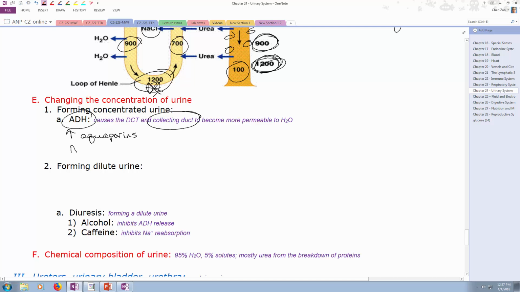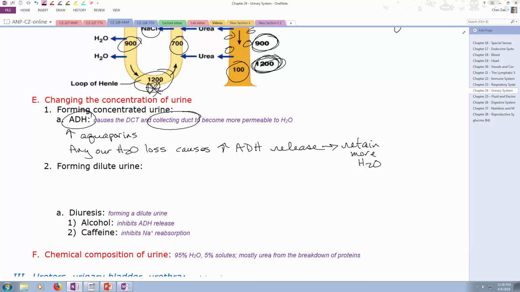And so for us, any water loss causes an increase in ADH release. And when ADH is released, we retain more water because we're taking it out of the filtrate and putting it into the interstitial space. And from the interstitial space, the vasa recta will take it up and put it back into your bloodstream. That's reabsorption of that.